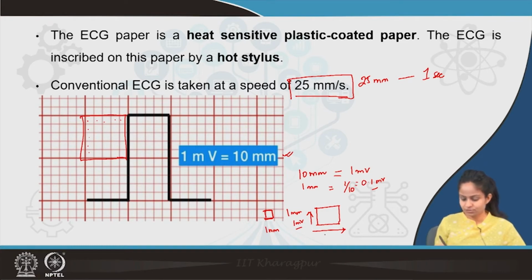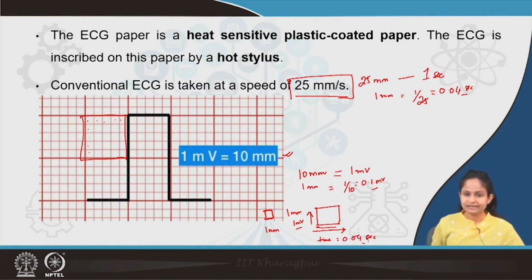So, vertically 1 millimeter corresponds to 0.1 millivolt, and as I told you, the horizontal axis, that is the x axis, gives you the time. How much will 1 millimeter of the square constitute? 25 millimeter is equal to 1 second. So, 1 millimeter will be 1 by 25, that means 0.04 seconds. So, the horizontal axis, or 1 millimeter of this square, corresponds to 0.04 second.